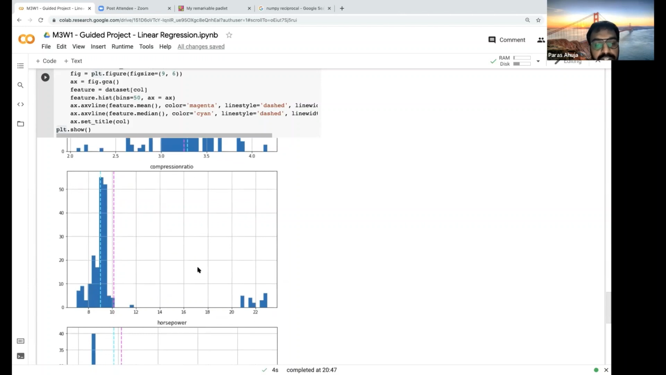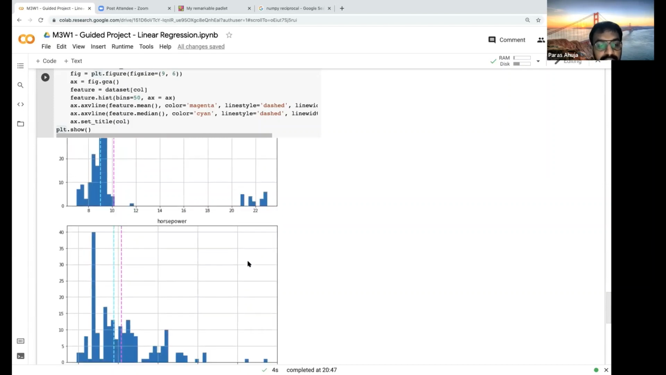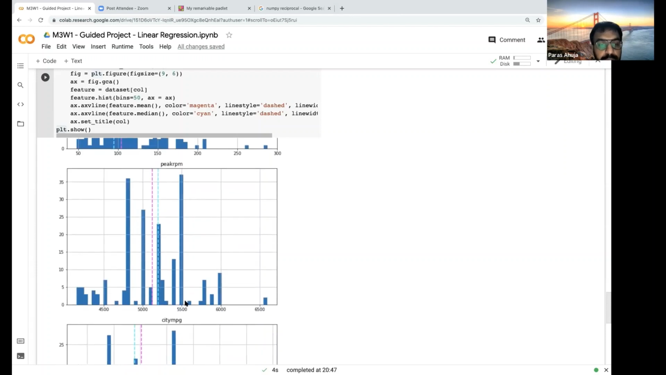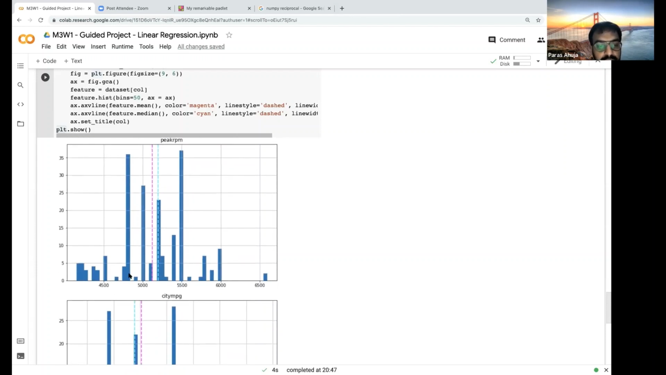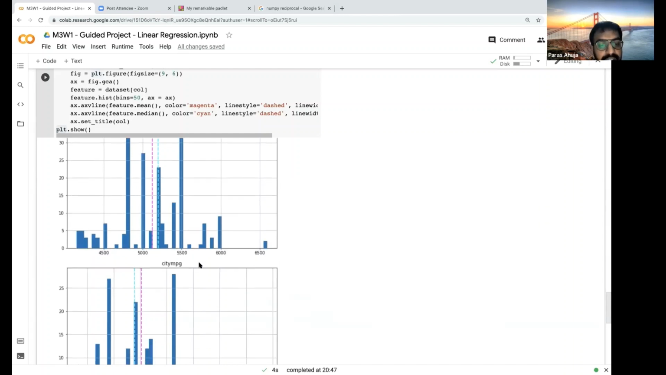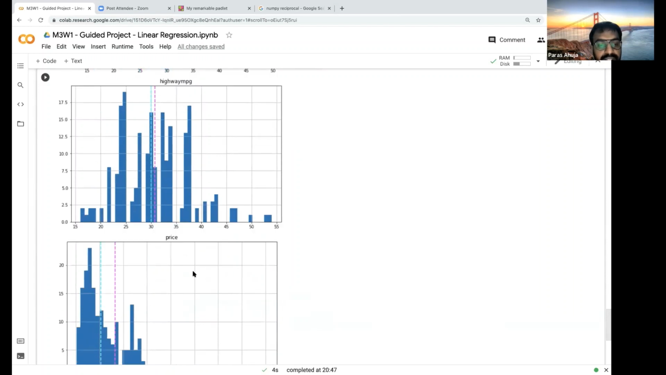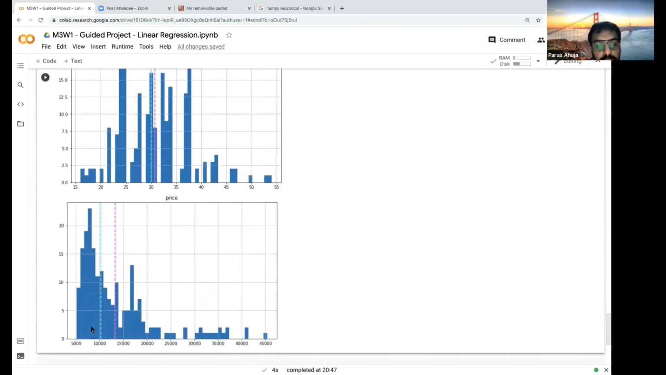All right, then compression ratio, it's either very low or very high. There are no values in between. And for horsepower, it goes from 50 to 300, and then for peak RPM, the values are very distinct or discrete, right? And then city mileage and highway mileage, and then price. So price, we know that it was skewed, and we did a transformation on price to get the log of that price.